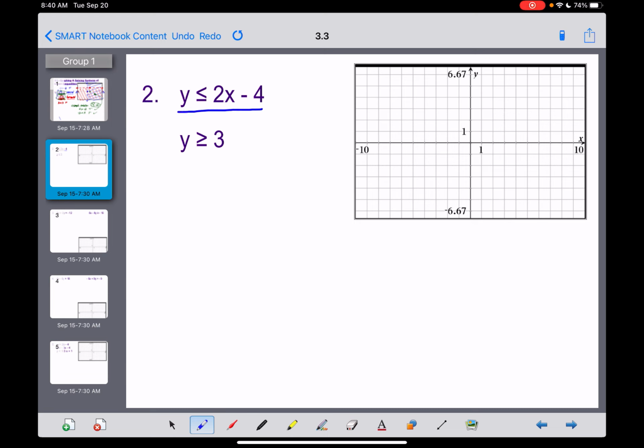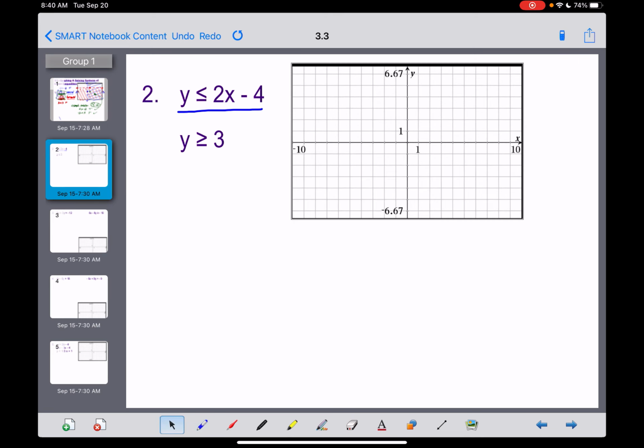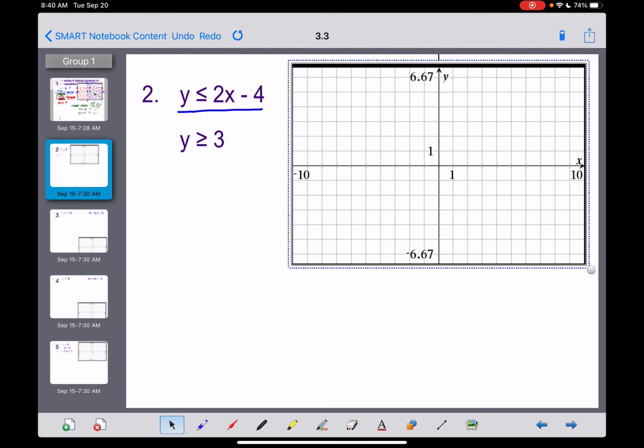y is less than or equal to 2x minus 4, and that's in slope-intercept form. So our y-intercept, let me make this graph just a little bit bigger, we have the room for it here, our y-intercept, then, is -4. And so I'm going to go down 4 units and make a dot. And now in this case, our inequality symbol is less than or equal to. That's when we go ahead and shade the dot in because of the "or equal to" on the bottom.